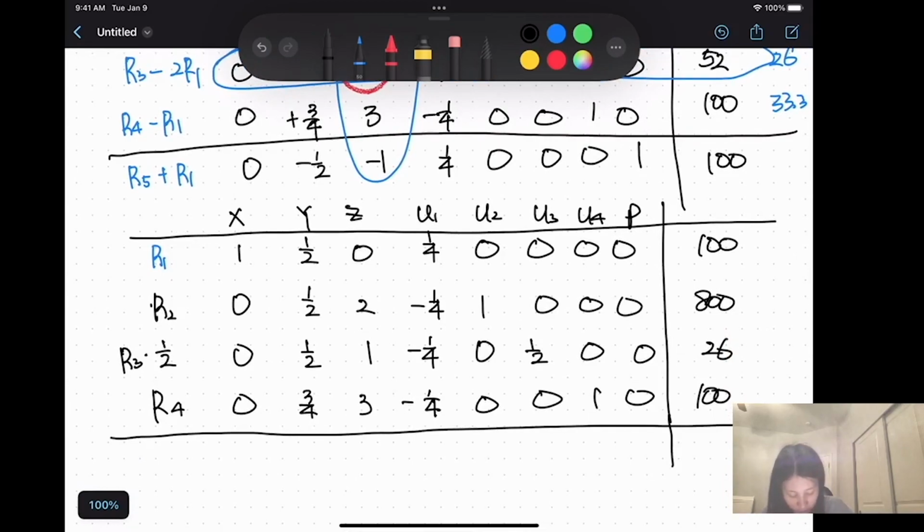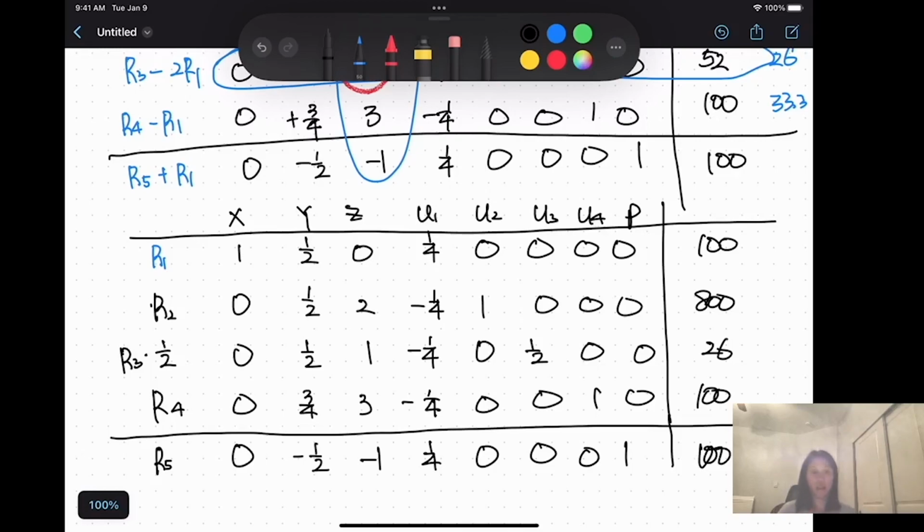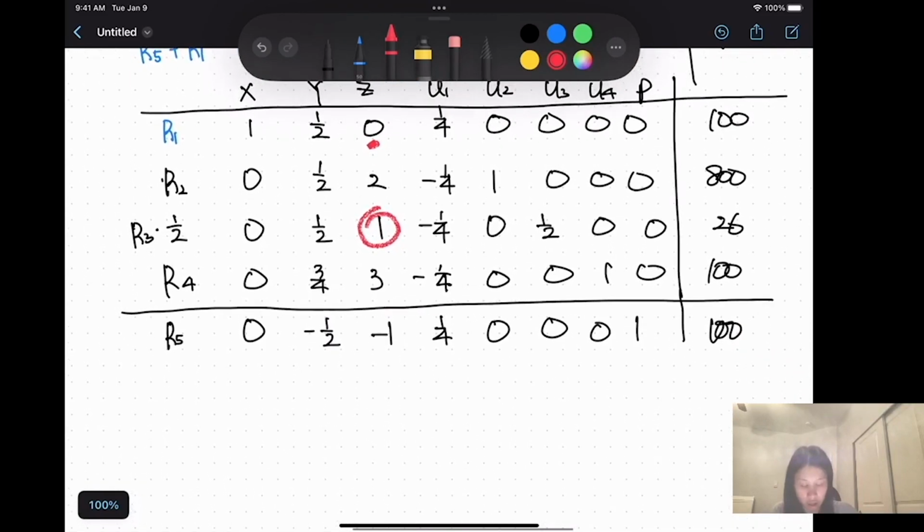R5 is going to be the same for now. Okay, so remember which is our pivot element, this one. So we want R1 to become 0. R1 is already 0, so that means we don't need to do anything at all. We just leave it as it is. So now let's write it down. R1 is 1, 1/2.